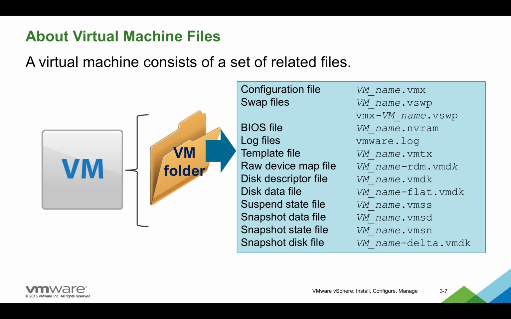The rdm.vmdk file. This is a raw device map, and it's used for the virtual machine when it requires disk storage in a raw device type. The .vmsd and .vmsn files. These are snapshot files for restoring the virtual machine to a previously saved state.